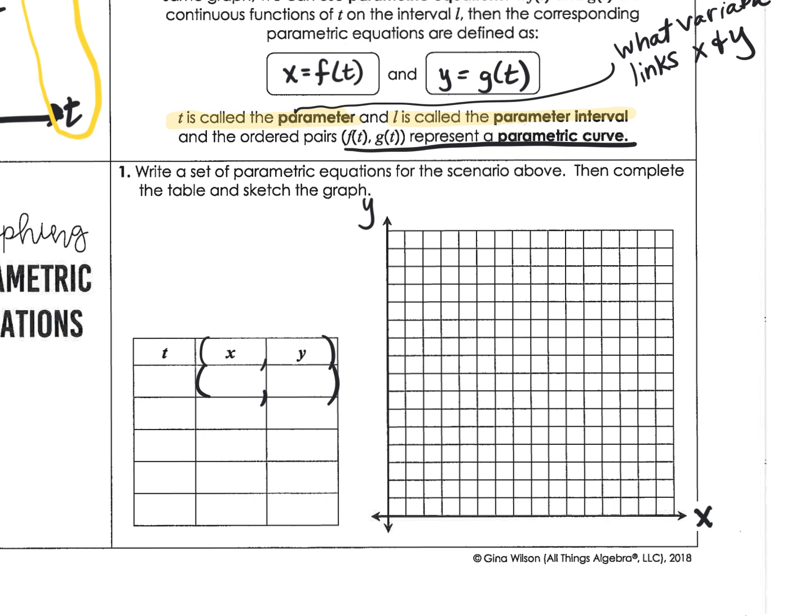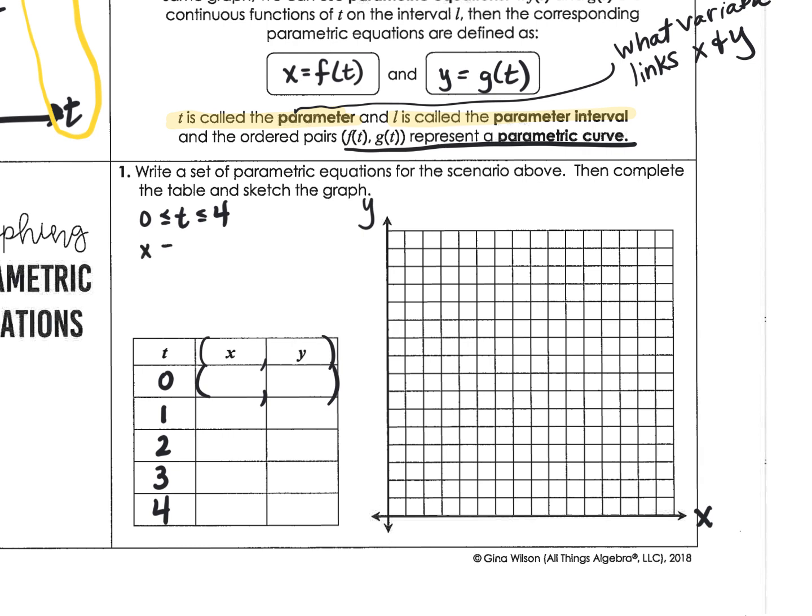Seconds, yep. And we wanted to know for the first, well, I don't know, we could take this for the first 4 seconds if we wanted to. How long? After t seconds. So let's do the first 4 seconds. That would mean t was 0, 1, 2, 3, and 4. So our parameter interval would be t between 0 and 4.